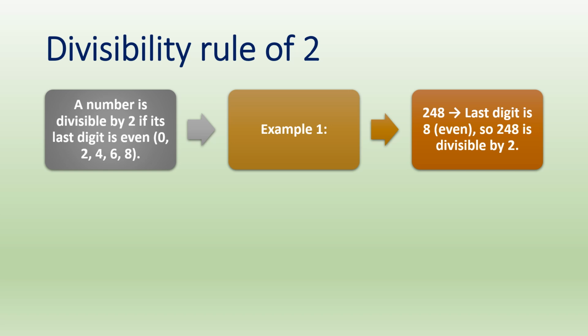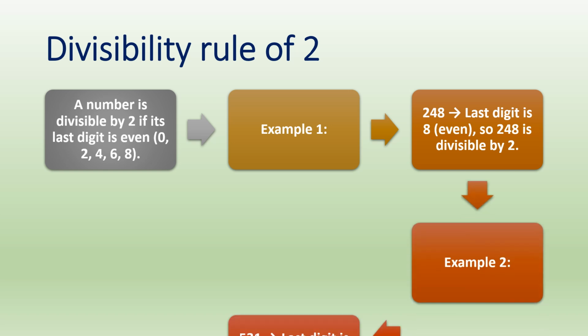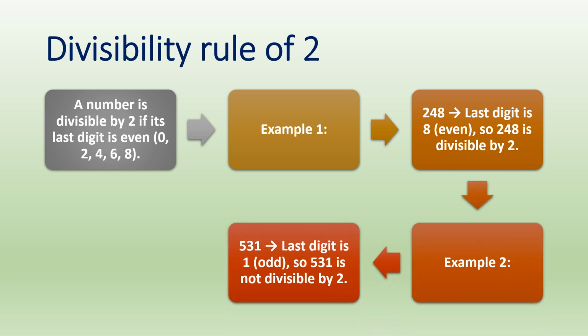248. The last digit of 248 is 8, which is an even number. So 248 is divisible by 2. Another example, 531. The last digit is 1, which is an odd number. So 531 is not divisible by 2.